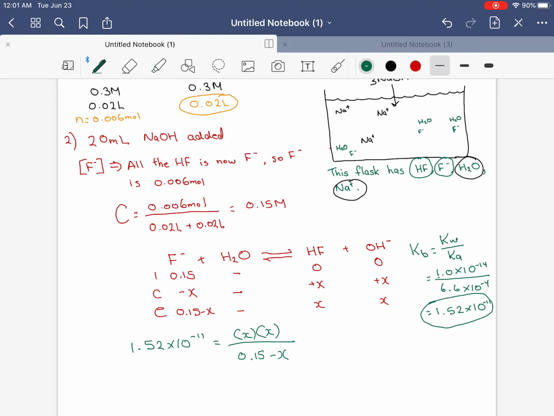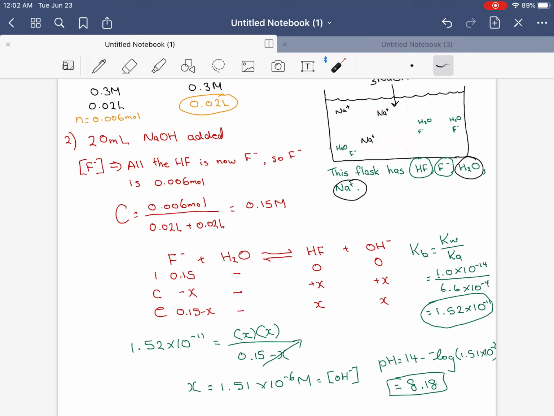Again, I already took the liberty to check the 5% rule for you, and yes, it works. So x is equal to 1.51 times 10 to the power of negative 6, which is the concentration of OH. Yes, this is the concentration of OH. To calculate pH, I better see 14 minus negative log. I'm sure you know that already. Not enough space, but you know what I was going to write, right? And that would be 8.18. Okay, makes perfect sense. It is a basic environment. And that's a basic pH. So, don't tell me that you're going to say this is 7 anymore.